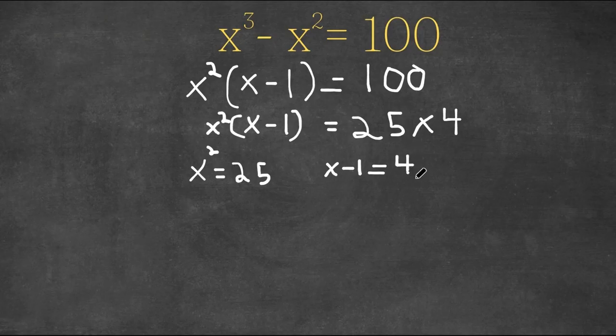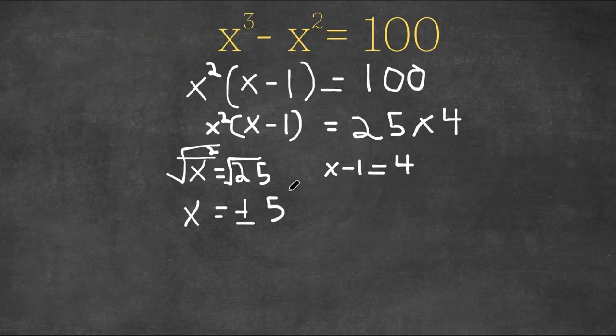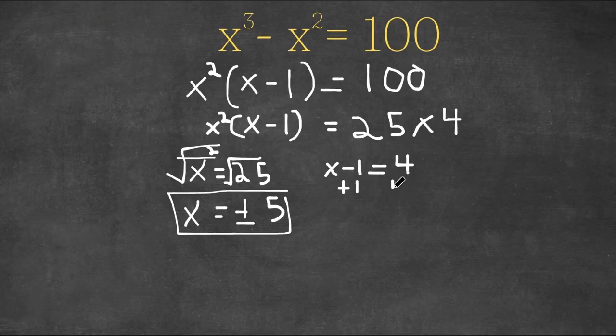Well, for x squared equals 25, if we do the square root on both sides, we would get, well, the square root of x squared is simply x equals, the square root of 25 is positive or negative 5. So as you can see, this is one solution, and x minus 1 equals 4. Well, we would add 1 on both sides, and if we do that, we get x, these two cancel out, equals 4 plus 1 is 5.